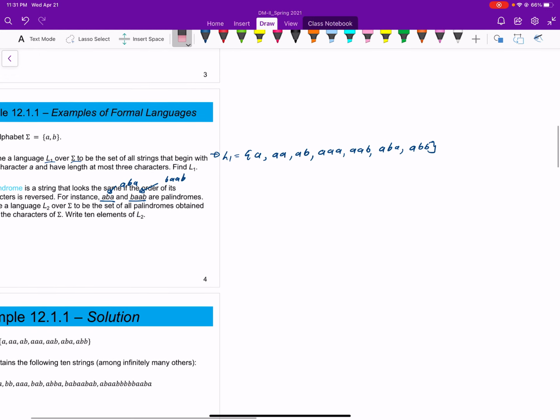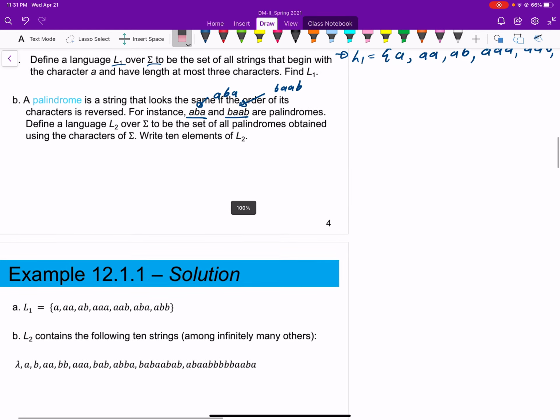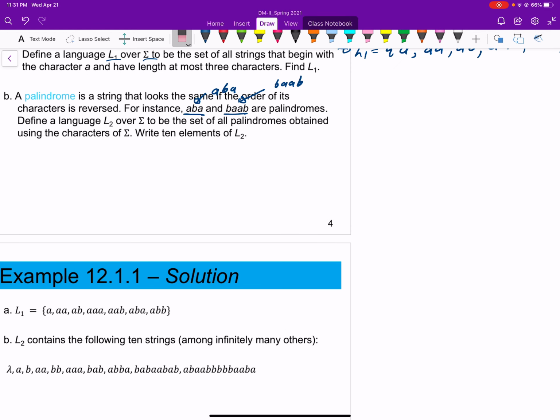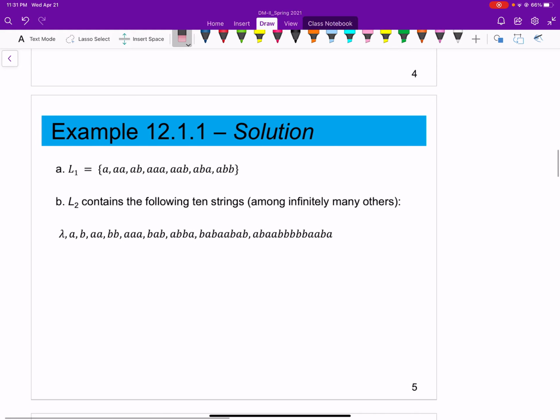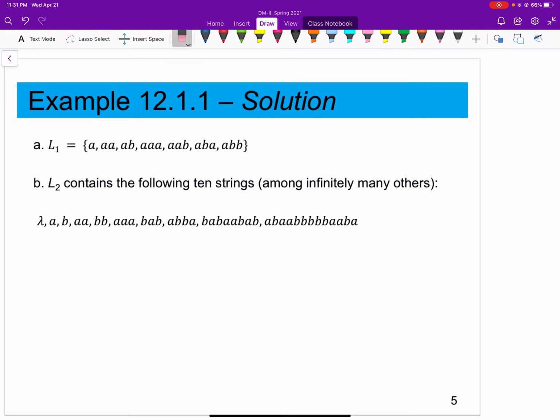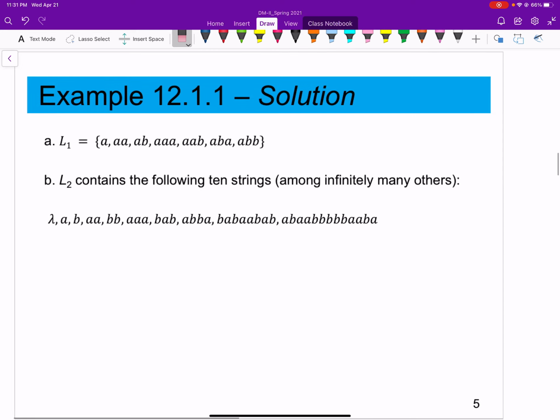And then you have to find 10 of these palindromes. You could write any order you want. There are plenty. There are infinitely many such palindromes. So what you have to do is find only 10. Okay, so here I have written down 10 of them.